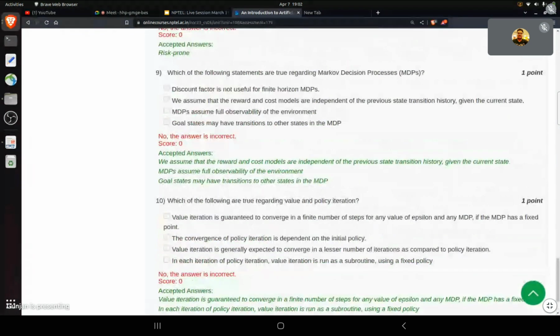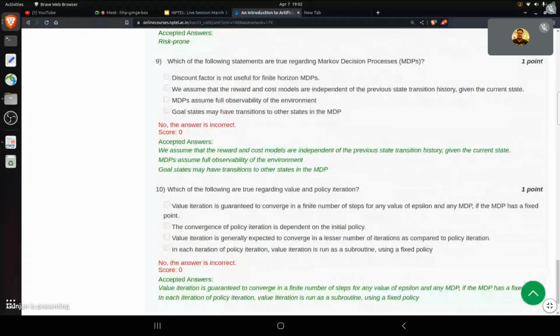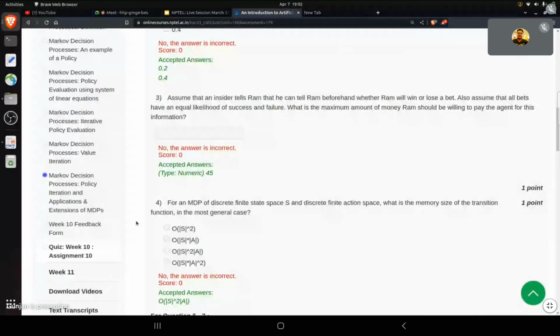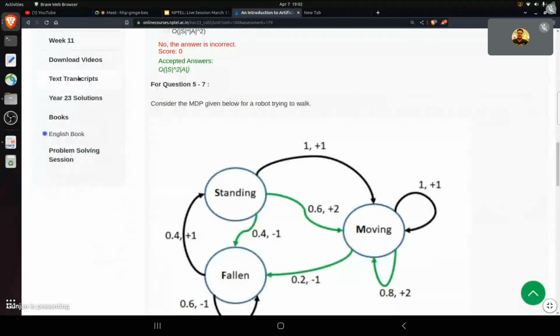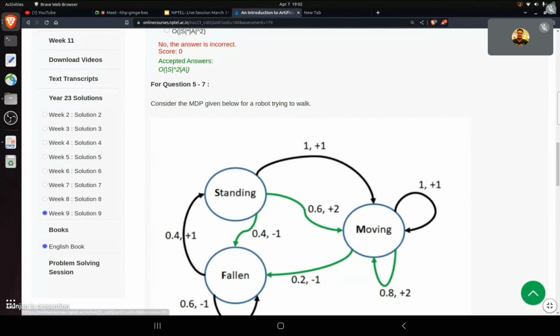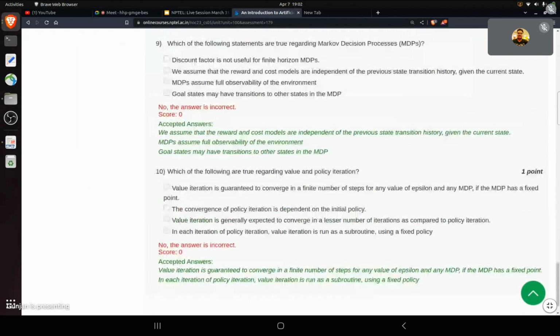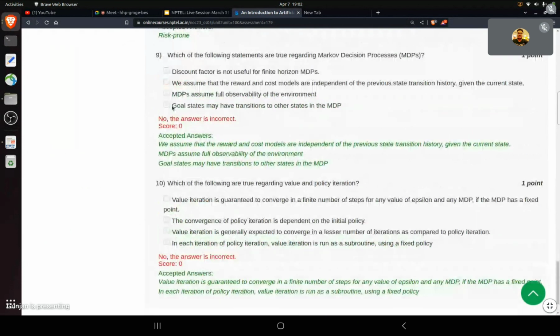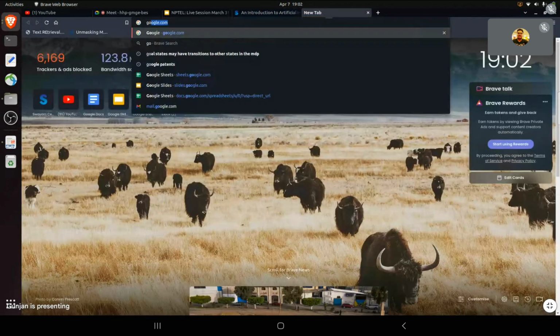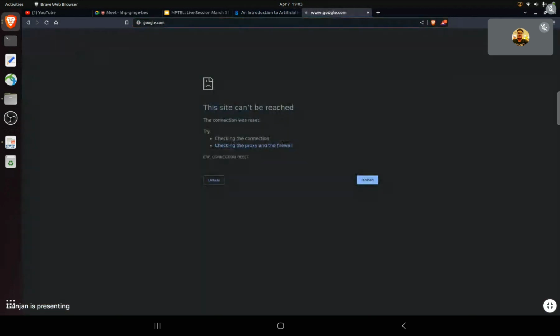Goal states may have transitions to other states in the MDP. Let them give their solutions. Then they will have to show an example in the solutions, if at all they upload them, right? I will also try googling this. Goal states may have transitions to other states in the MDP, but we just googled and did not find anything useful in this direction.